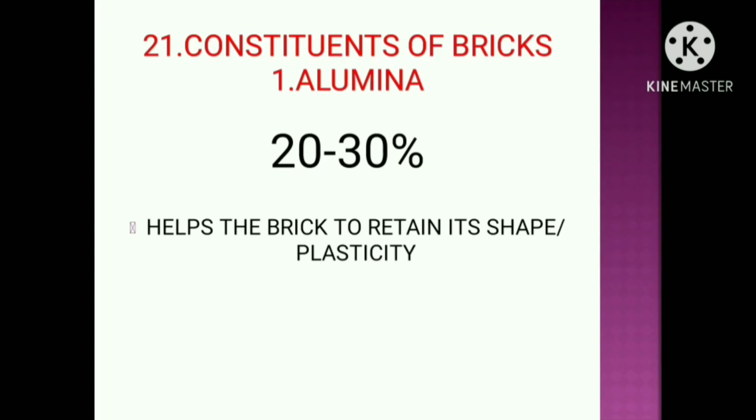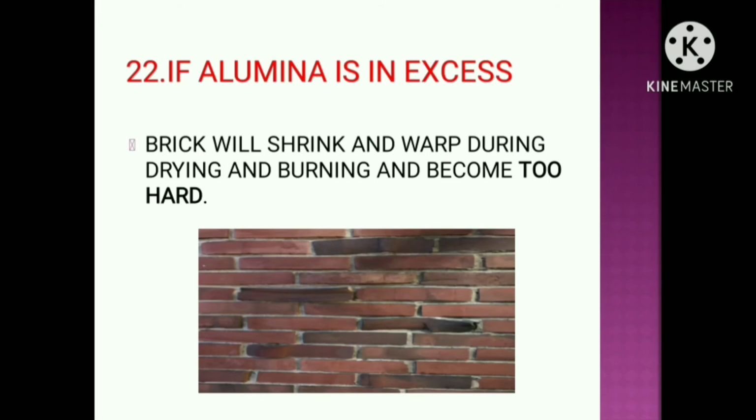What are the main constituents of bricks? The first is alumina. It is 20 to 30% and it helps the brick to retain its shape or plasticity. If alumina is in excess, then what? The brick will shrink and warp during drying and burning, and become too hard.